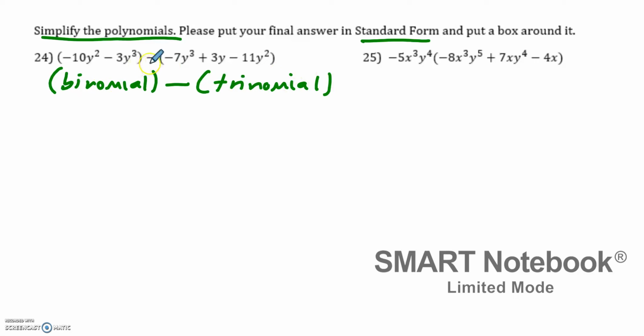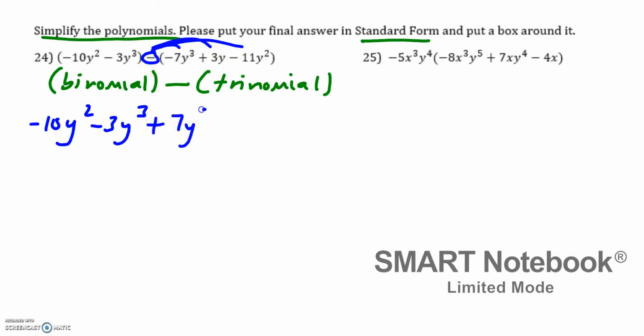If I'm subtracting, all I'm really doing is taking that negative and distributing it into every single term. So I'd have negative 10y squared minus 3y cubed plus 7y cubed, because of this negative times negative, minus 3y plus 11y squared. The only things that changed were this sign, and this sign.